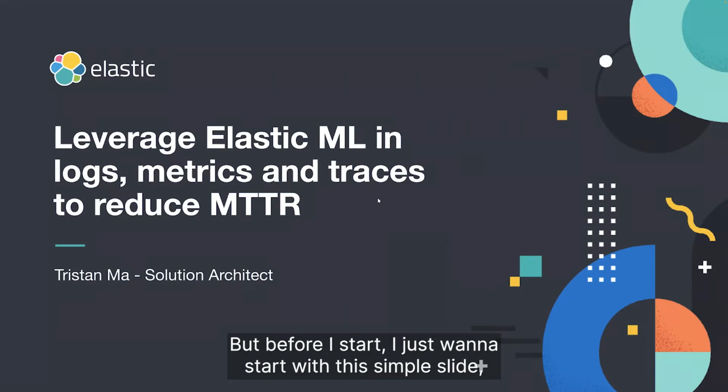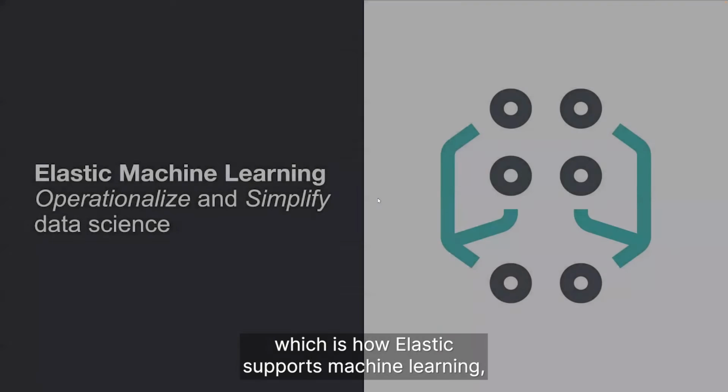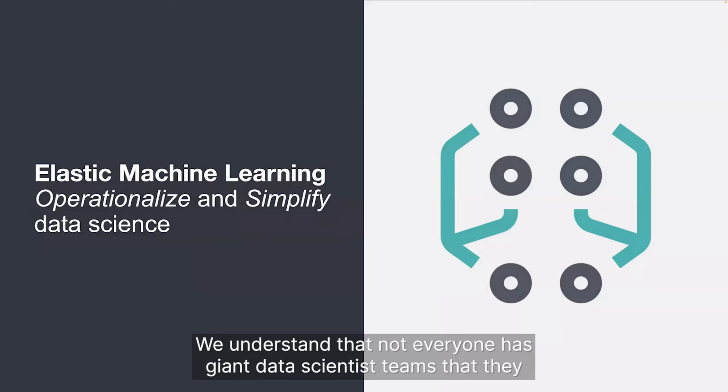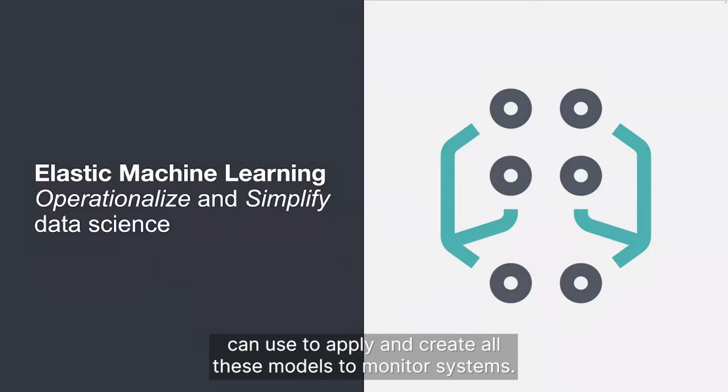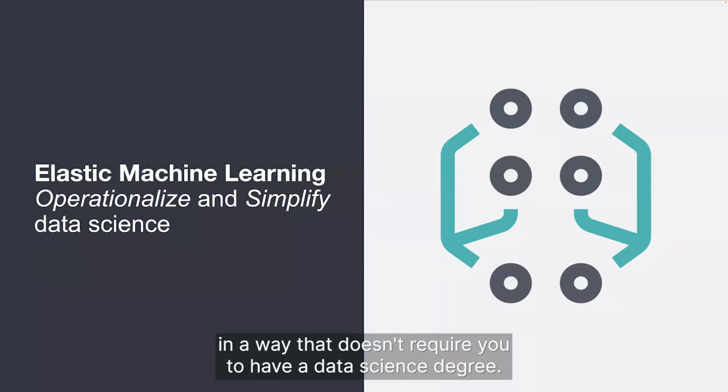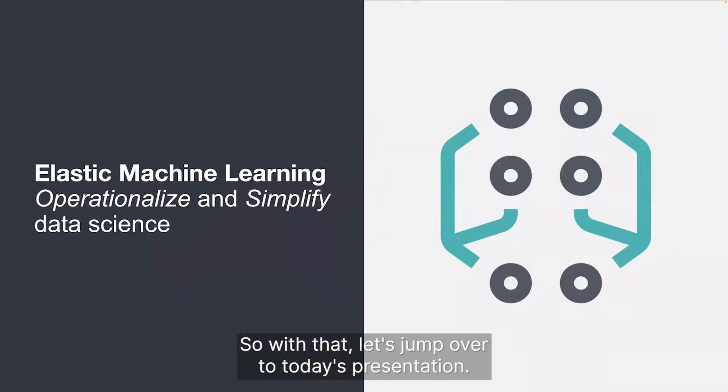But before I start, I just want to start with this simple slide, which is how Elastic approaches machine learning, which is truly to operationalize and simplify data science. We understand that not everyone has giant data scientist teams that they can use to apply and create all these models to monitor your systems. So our goal is to try and democratize the benefits of machine learning in a way that doesn't require you to have a data science degree. So with that, let's jump over to today's presentation.